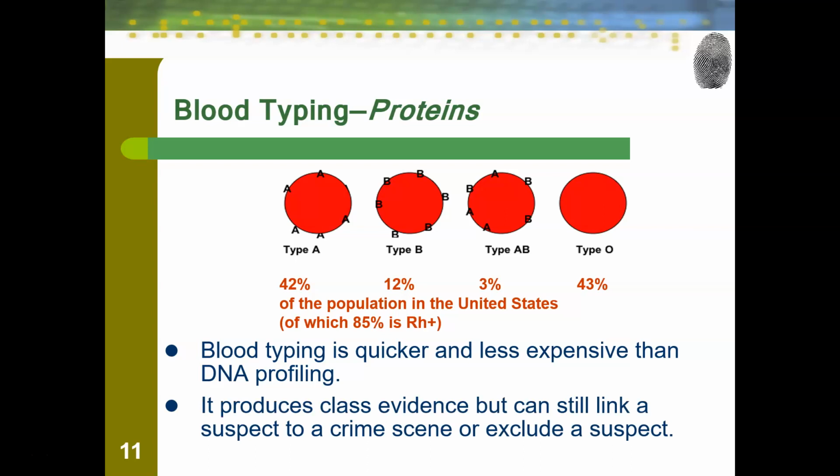So even though it produces class evidence, it could still help us link a suspect to a crime or even exclude a suspect, because if they don't have the blood type we're looking for, then that means we know they aren't a good suspect for us. So it can still be helpful even though it's only going to be class information. Now, are you ever going to go to trial with only blood type as your evidence? Absolutely not, but it's going to be a great starting point to save us some time and money up front.